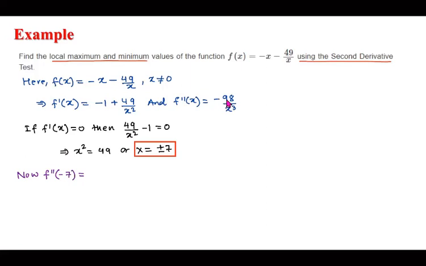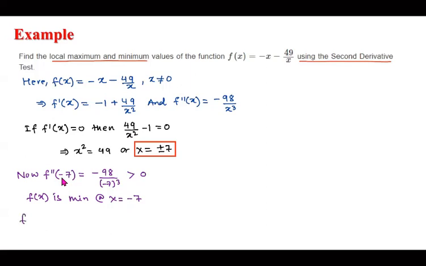So we plug in here negative 98 over negative 7 cubed. Negative 7 cubed will be negative, and the numerator is negative. Negative divided by negative means positive. So this value will be greater than 0. You need to know the meaning of that. If the second derivative is positive, the function will have the minimum value at negative 7. So f of x is minimum at x equal to negative 7.